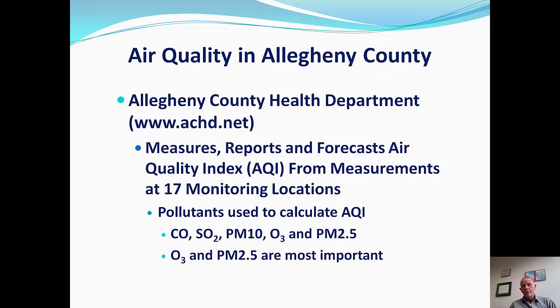While there are a number of pollutants that are used to calculate the air quality index, such as CO, carbon monoxide, sulfur dioxide, PM10, that's particulate matter less than 10 micrometers in diameter, ozone, and PM2.5, which is particulate matter less than 2.5 microns in diameter, the two most important ones are ozone and PM2.5, and that's where most of the information that we get comes from.